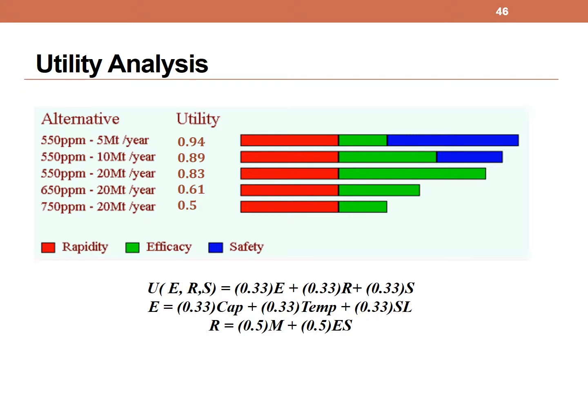So after a utility analysis was conducted, including efficacy, safety, and rapidity, capping CO2 emissions at 550 parts per million and injecting 5 million tons a year gave the biggest difference with the most amount of safety. 1 million tons proved not to make much of a difference, and although 10 million tons does make a difference, it is less safe than 5 million tons.